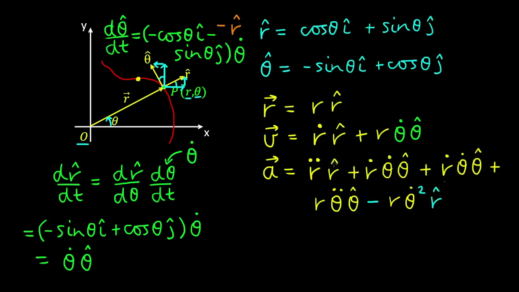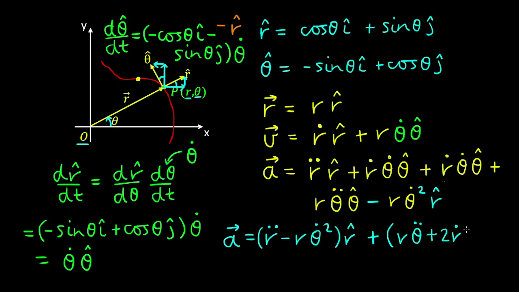And now we can group the acceleration terms in the radial and theta direction. So we get the acceleration is r double dot minus r times theta dot squared in the radial direction, plus r times theta double dot, plus 2 r dot theta dot, in the theta direction. And these are the vectors describing the motion of a particle in the plane in polar coordinates.